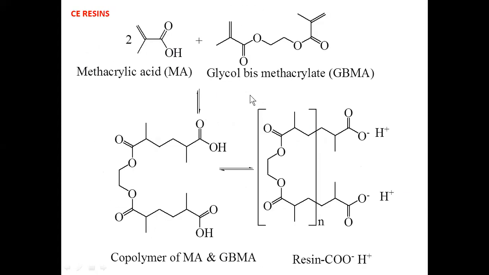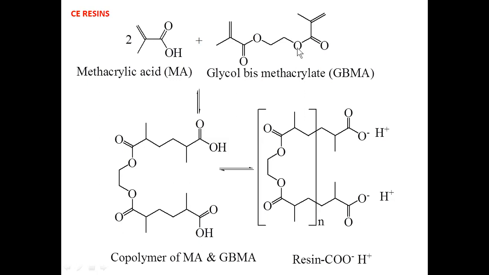Similarly, cation exchange resins can also be prepared using methacrylic acid and glycol bis methacrylate, and the resins prepared in this way are weakly acidic resins, because the carboxylic acid is the functional group which makes the free ion available for the exchange process.